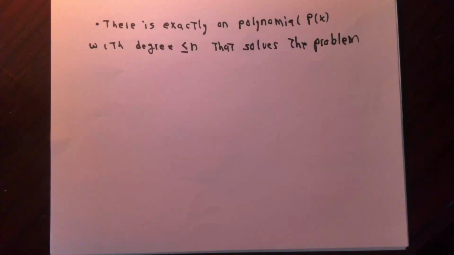The first thing we figured out is not only can you do this, but there is exactly one polynomial of degree n or less that will solve our problem. As will be mentioned later, you can construct other interpolating polynomials with higher degrees, but there's exactly one of them that will work for a given data set of smallest possible degree.